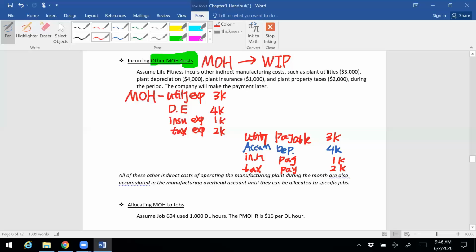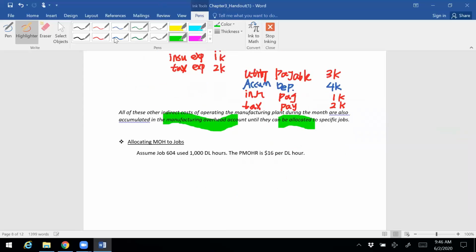All of this indirect manufacturing overhead should be accumulated to manufacturing overhead first until they are allocated. So we go to manufacturing overhead first until they are allocated to a specific job and then become work in process. So when you allocate to that specific job, it goes to work in process. Okay, now next one, that's what we are trying to take care of, right?